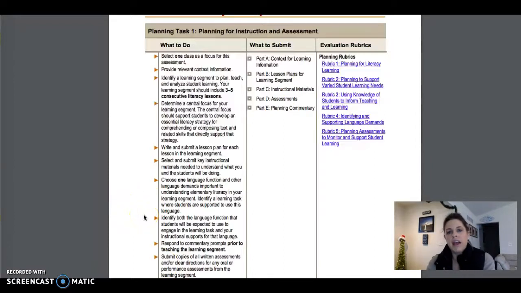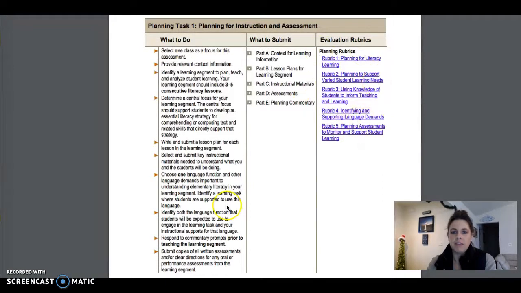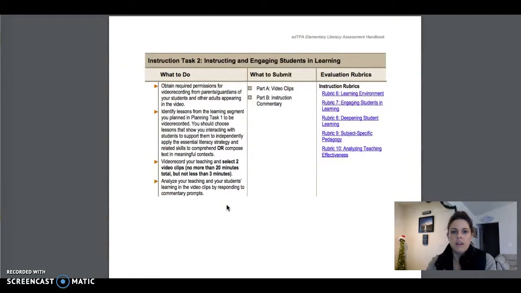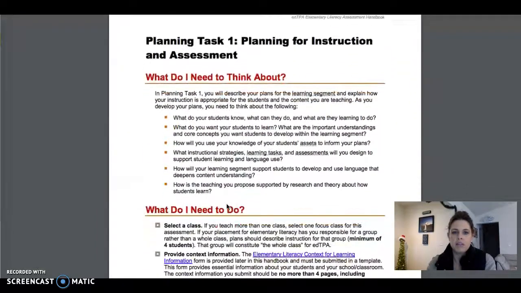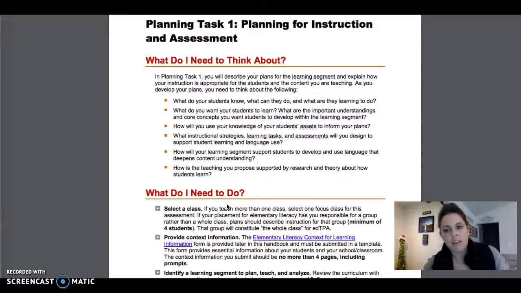So task 1 has 5 rubrics, and they align with the parts that you're going to be submitting. So they're outlined right here, but if you continue to scroll through your handbook, it will take you to the actual task 1. So looking at this handbook, planning task 1, what do you need to think about? Think about, what do your students know? What can they do? What can they do through the course of your learning segment?